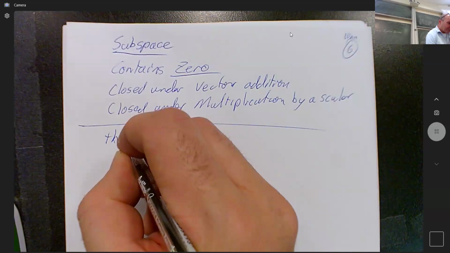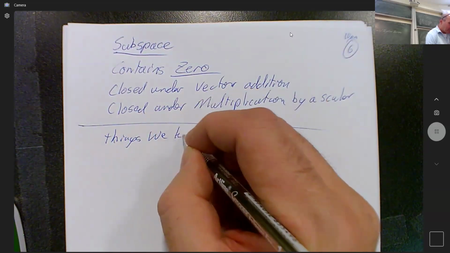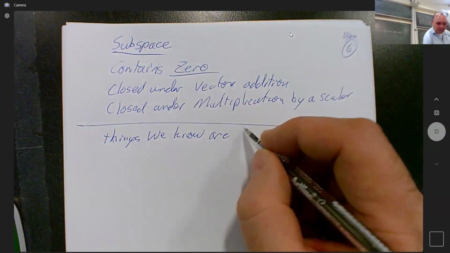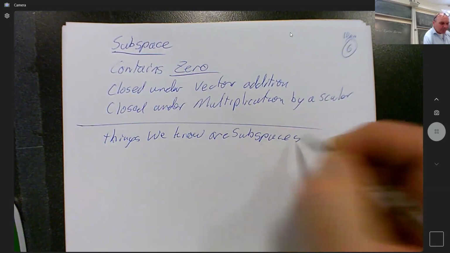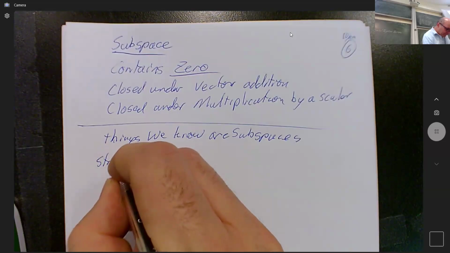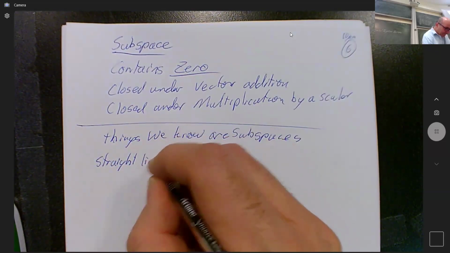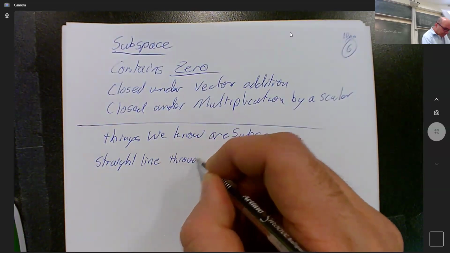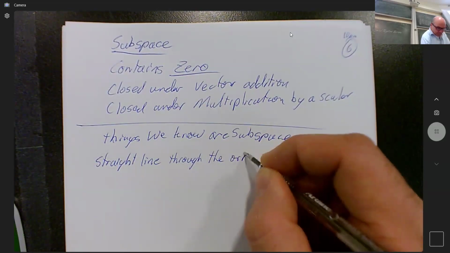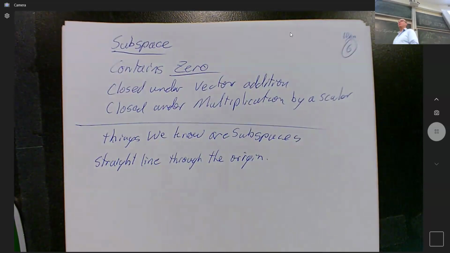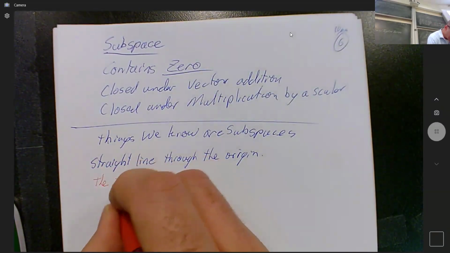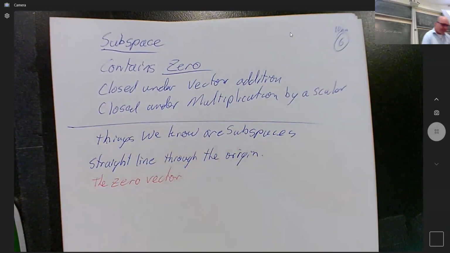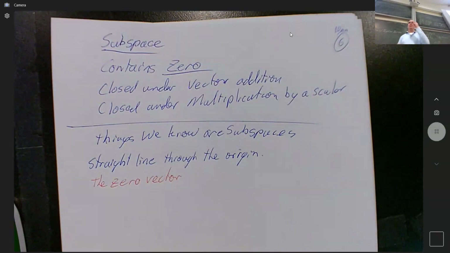So we go, a straight line through the origin is a subspace. I'm going to do this. It gets its own special color because it's a problem. It's actually really important that we remember that zero is its own subspace. It is a dimension zero subspace, but it's still a subspace.